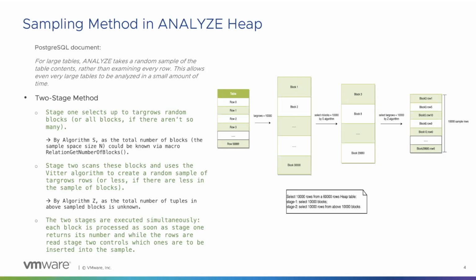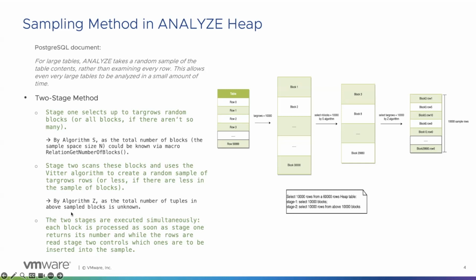The first stage uses Knuth's algorithm S to select blocks. The characteristic of this algorithm is that it needs to know the total number of the sampling space, that is, the total number of data items. So it is suitable for this fixed-size block selection, because we can get this total number. So this is the first stage.